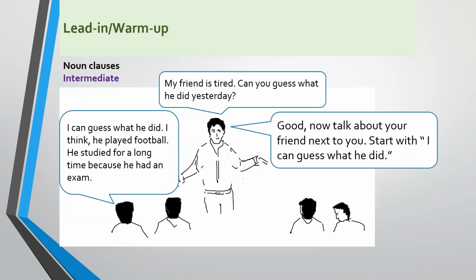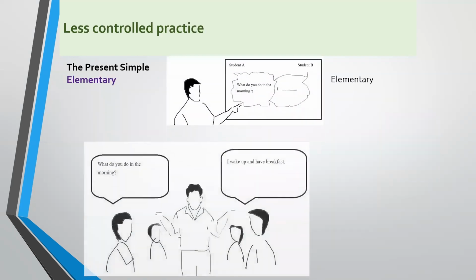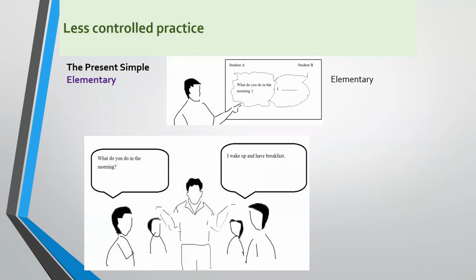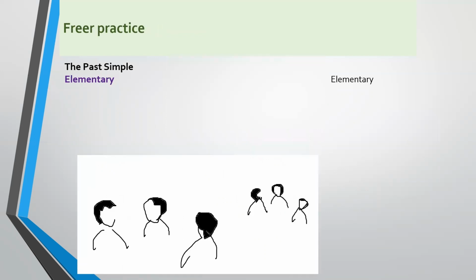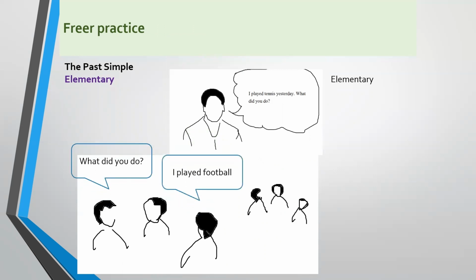And let's move on. Present simple again. So conversation activity, you can split the class into 2, A and B. They can talk in groups or in pairs. In this case, a pair, I think. And the past simple tense, elementary. I played tennis yesterday. What did you do? You can ask this question. They can talk to each other.